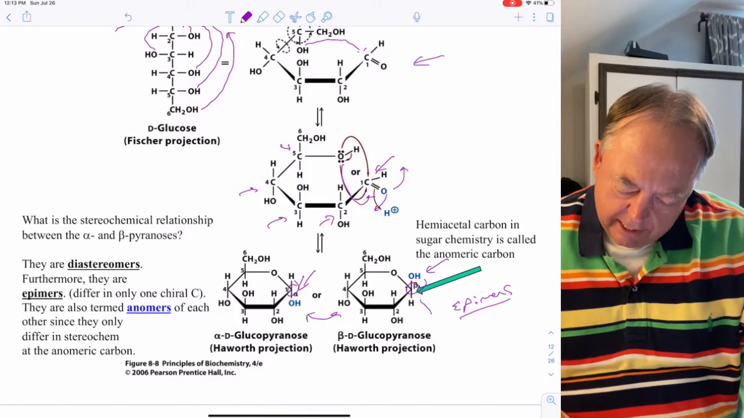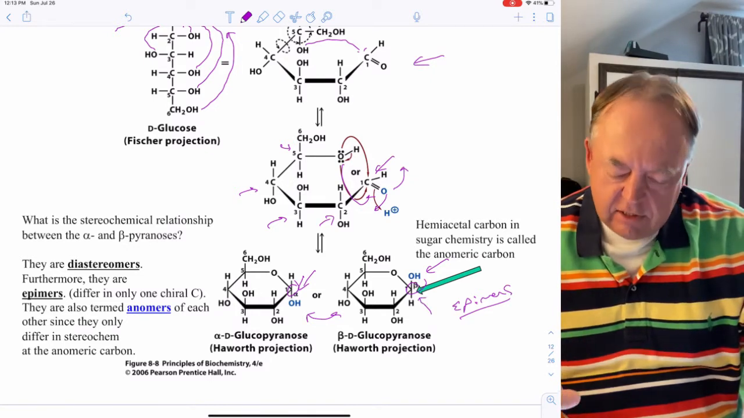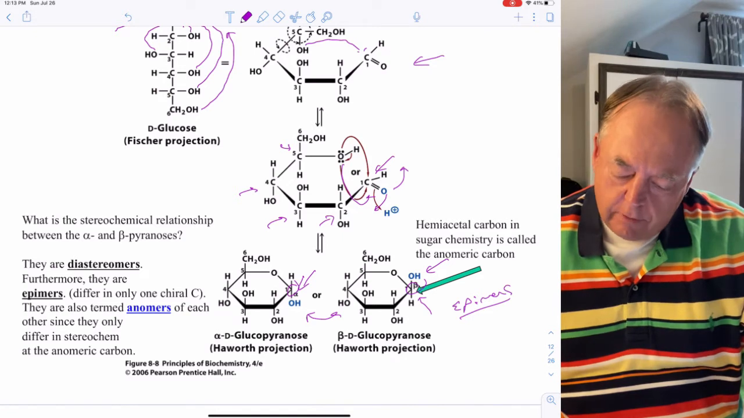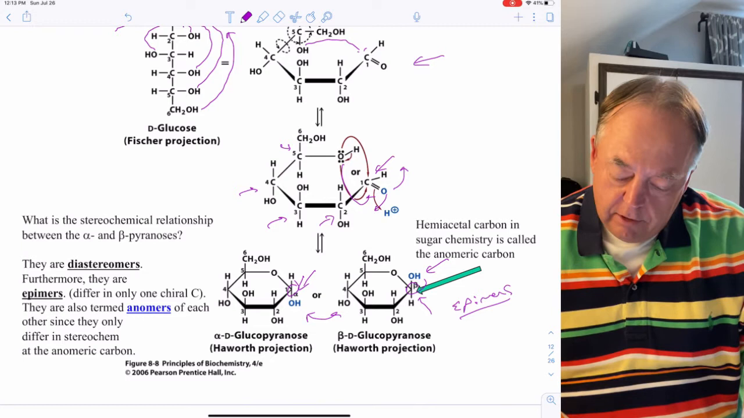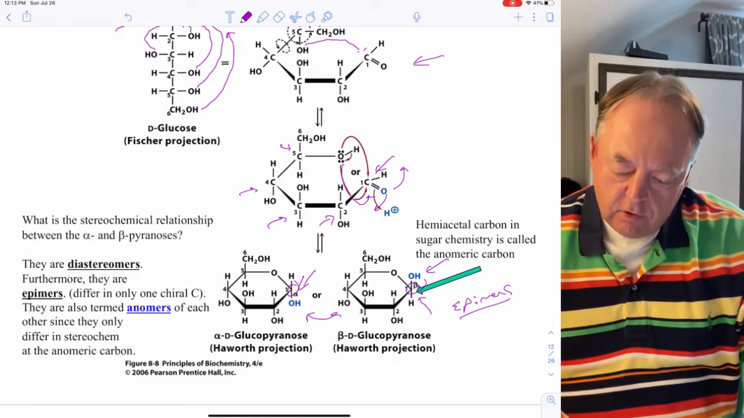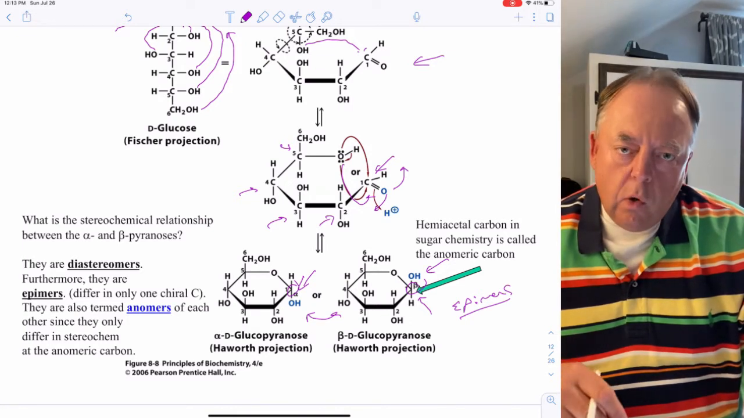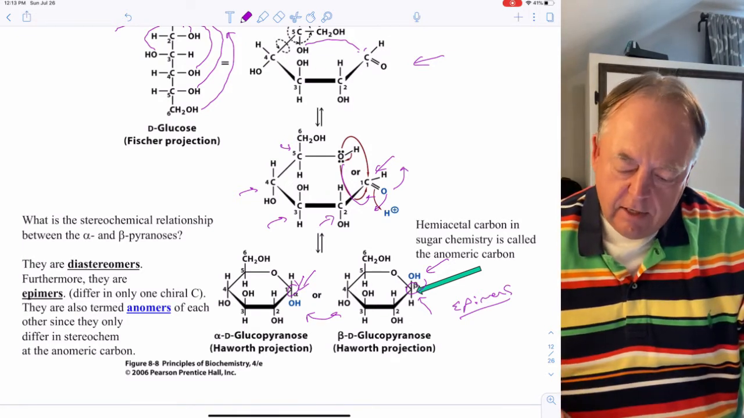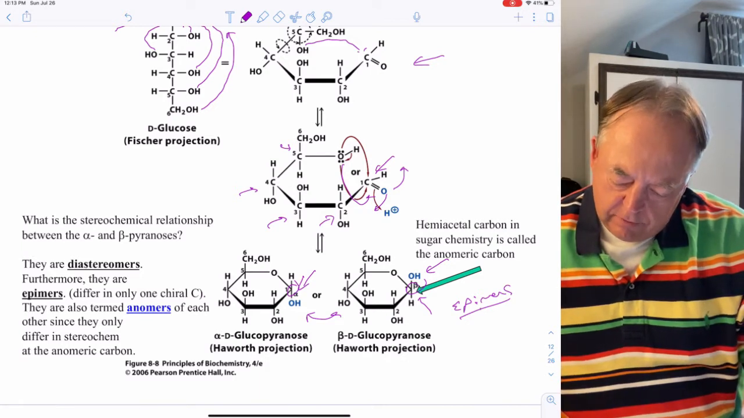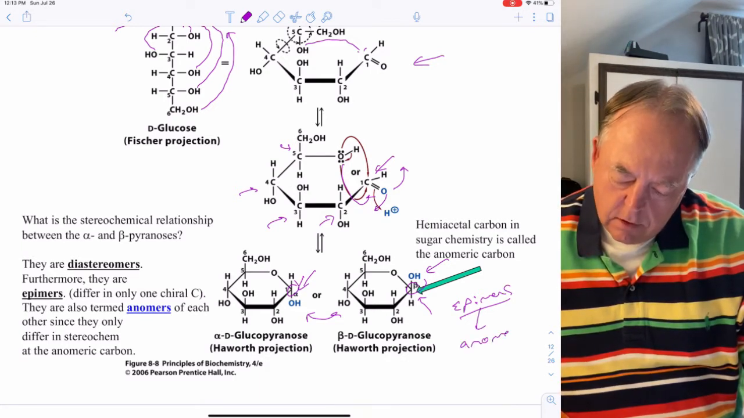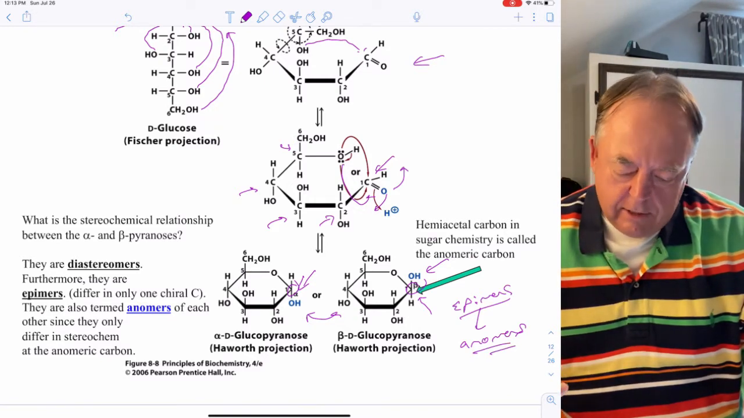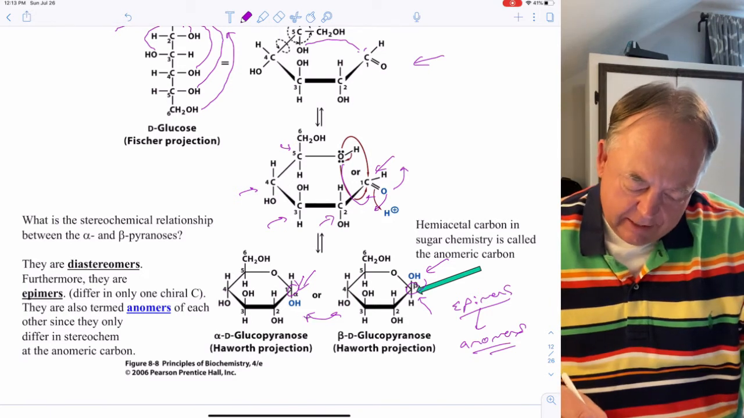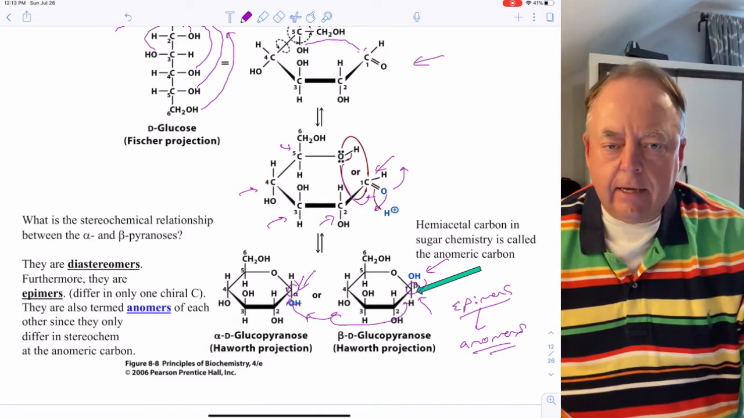So this carbon is called the anomeric carbon, right? That's the hemiacetal carbon. That carbon is unique, right? That carbon has 2 oxygens attached to it. So that's a unique carbon in the structure. It has an OR and an OH attached to it. That's a hemiacetal carbon. So when the stereochemistry differs only at the hemiacetal carbon, then those 2 stereoisomers are called anomers of each other. So anomers are a specific kind of epimer. They only differ in one chiral carbon, and they only differ in chirality at the anomeric carbon, the hemiacetal carbon.